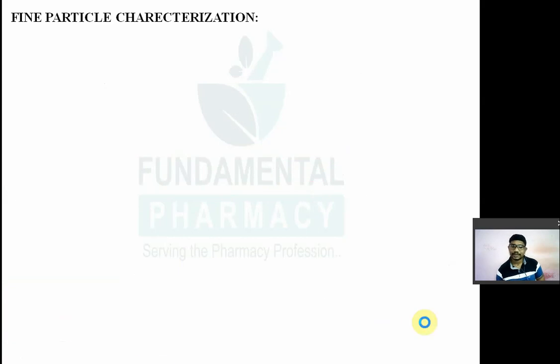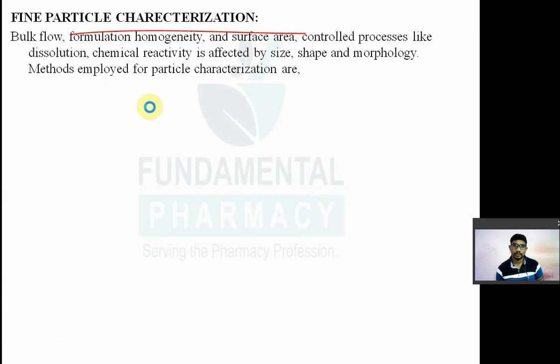Now fine particle characterization. नेक्स्ट पॉइंट है फाइन पार्टिकल कैरेक्टराइजेशन. तो इसमें पार्टिकल साइज डिस्ट्रीब्यूशन, डेंसिटी, पोरोसिटी, देन टैप डेंसिटी, एंगल ऑफ रिपोज, फ्लो प्रॉपर्टीज. So bulk flow, formulation, homogeneity, and surface area. Control processes like dissolution and chemical reactivity are affected by the size, shape, and morphology of your particles.